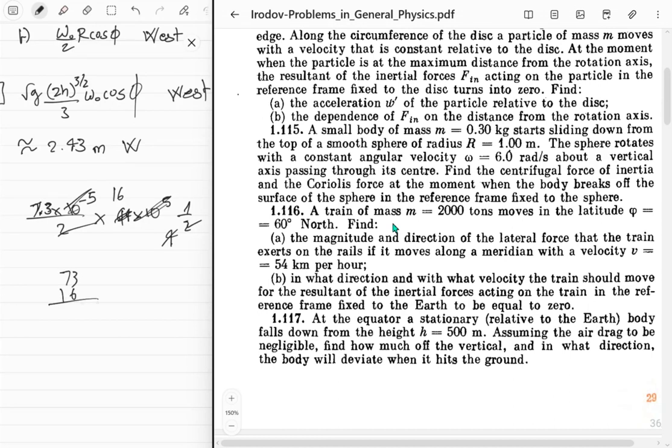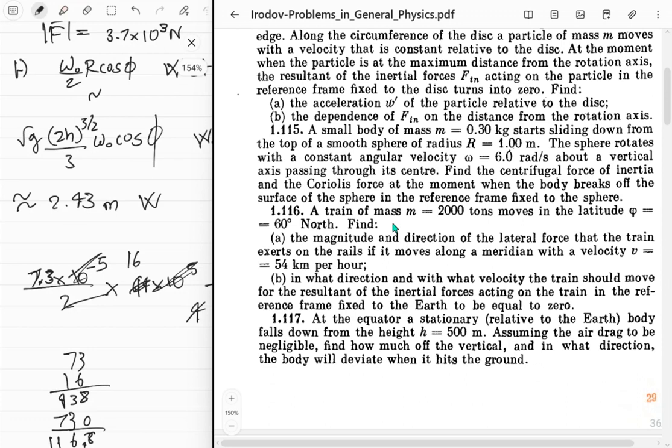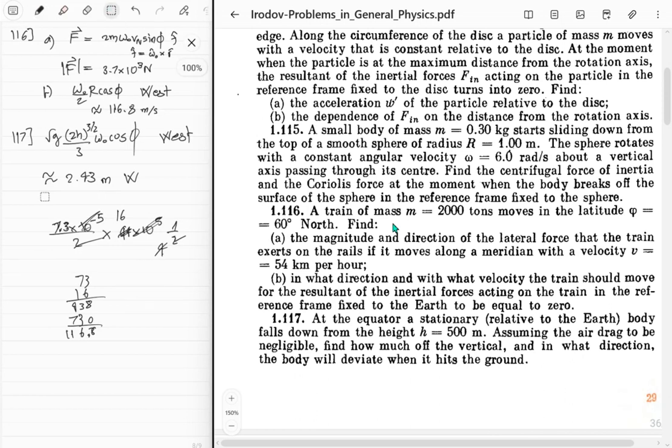73 times 16 is supposed to be about 116.8. So this is approximately 116.8 meters per second. Of course, SI units. Cool. Let's go to the next question.